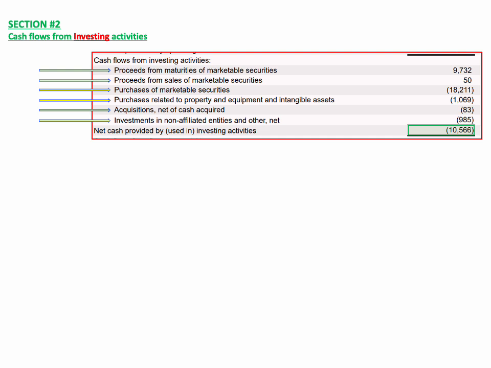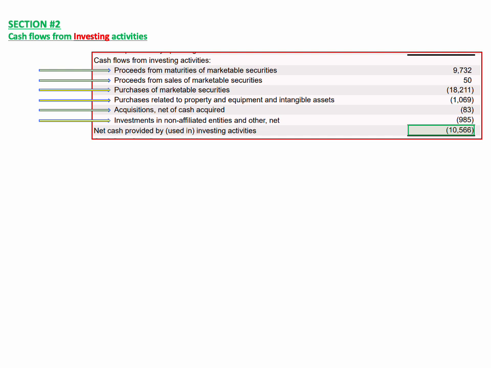So, for instance, the first two line items are positive. They're related to proceeds from marketable securities. If you want to relate it to yourself, it's more like you sold your NVDA shares and you got cash. That cash came into your bank account. Same idea here. NVIDIA sold or received cash for marketable securities that they had purchased in the past.